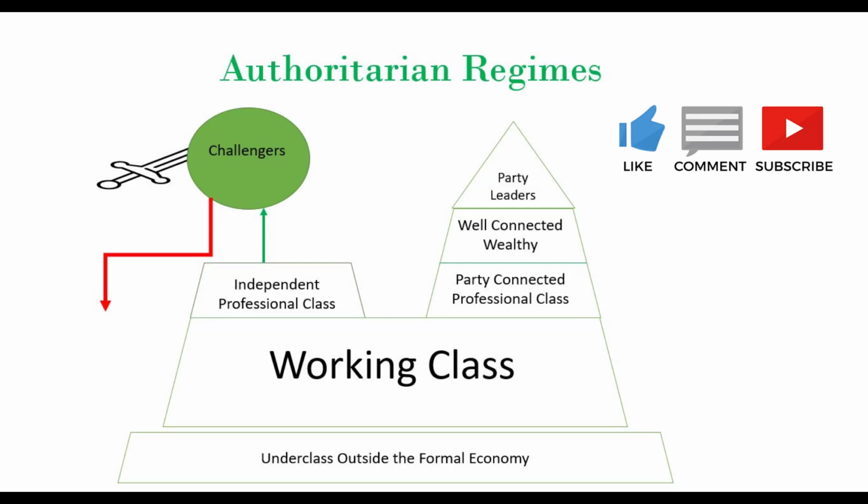Then the next level up on the establishment pyramid is the well-connected wealthy. In theory, you could move up the next generation if the party-connected professional class moves up the ranks and is successful enough. They may be able to get control of the permitting rights for a certain industry, and their next generation can be the well-connected wealthy. Or these are friends of the party leaders or family members.